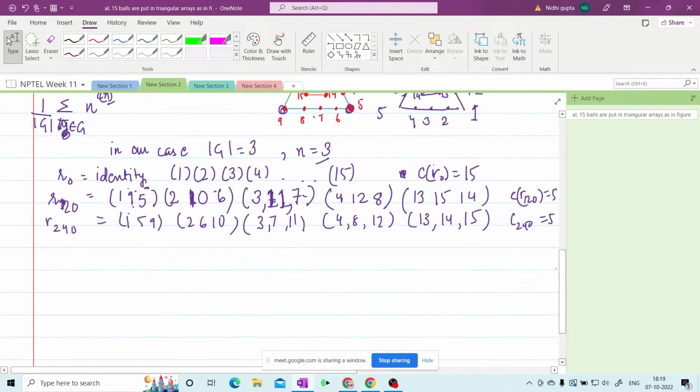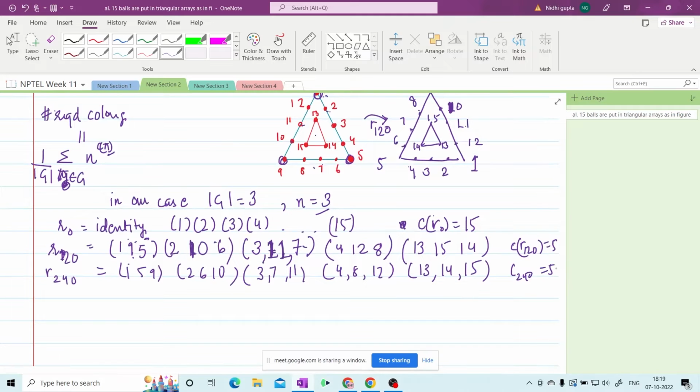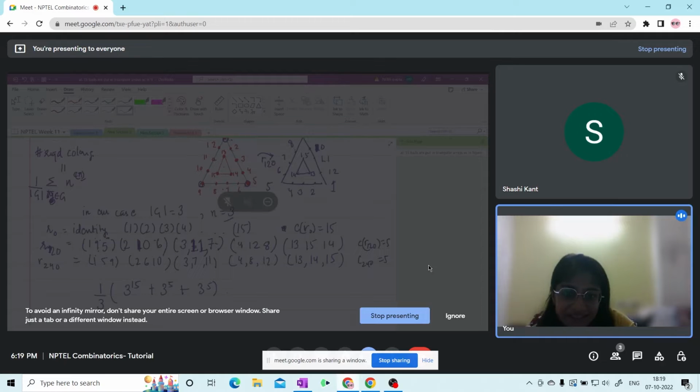So by application of Burnside's lemma we get that the number of G-inequivalent colorings is nothing but 1 by 3 times 3 raised to the power 15 plus 3 raised to the power 5 plus 3 raised to the power 5. So this is the answer. Is the first question clear?